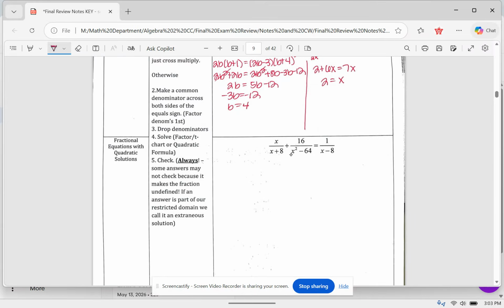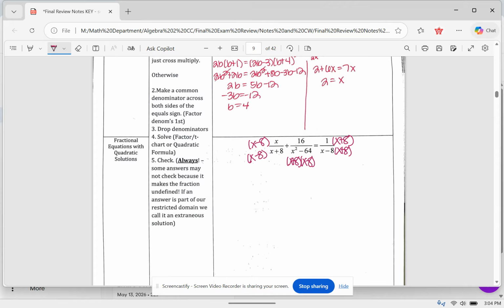So I'm going to look here. I'm like, okay, this factors to x plus 8, x minus 8, which means my common denominator is x plus 8, x minus 8. So then I'm going to multiply by what the other fractions then need. So like this has an x plus 8, so that's going to need, I got to do a little erase here, x minus 8. Okay, the second fraction has the common denominator, so he's good to go. Last fraction is going to need an x plus 8.